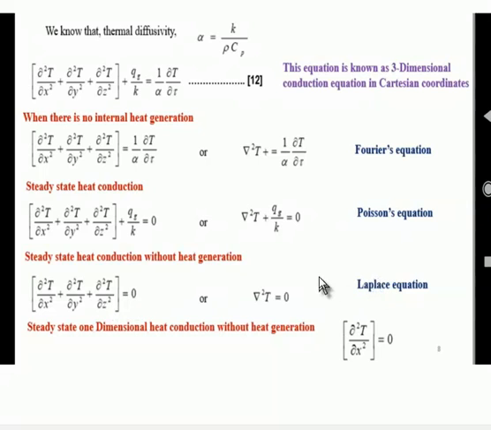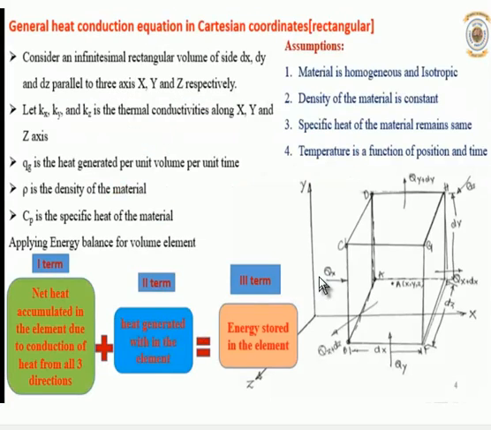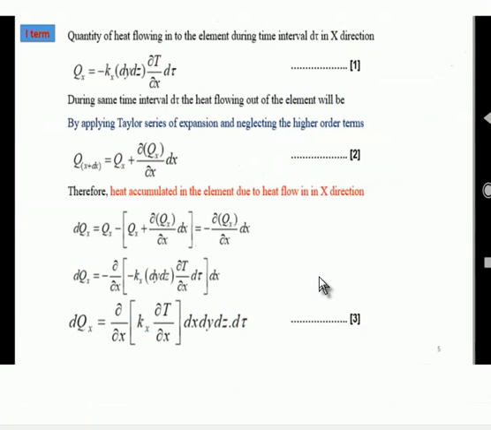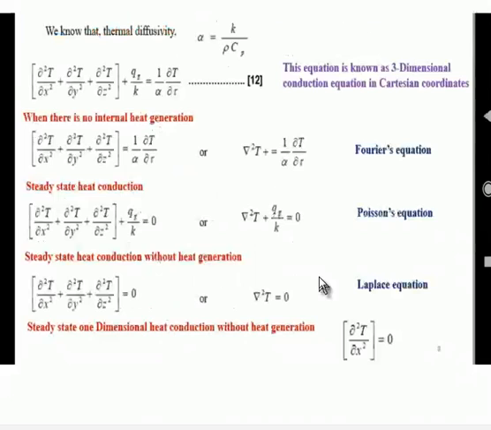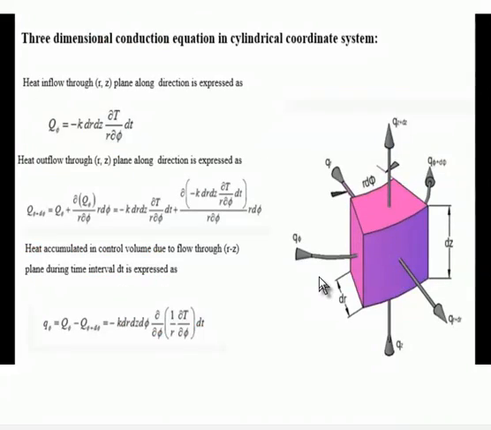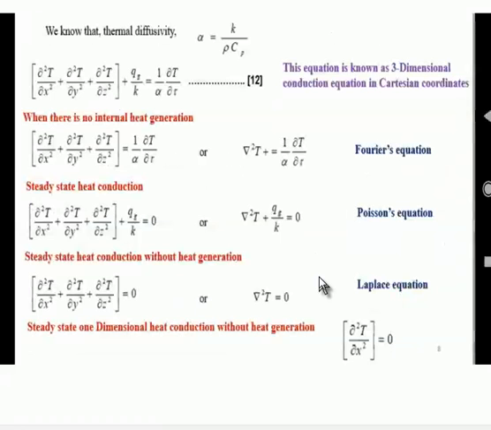Okay, so this is about the general heat conduction equation in Cartesian coordinates, that is, in rectangular cross-sectional area. In the next class we will start the three-dimensional conduction equation in cylindrical coordinates. Okay.